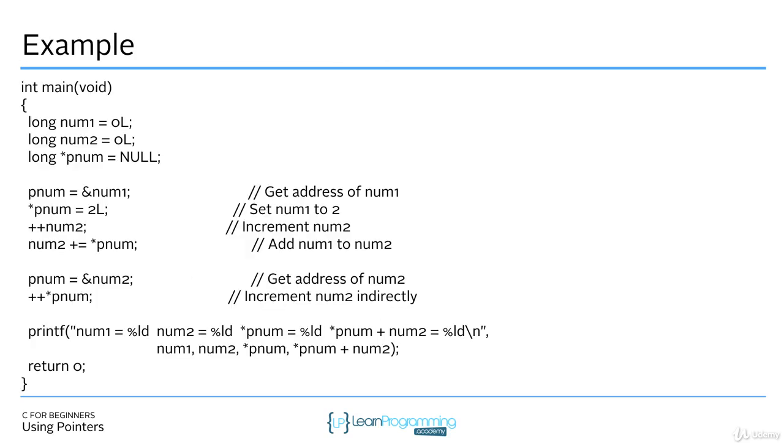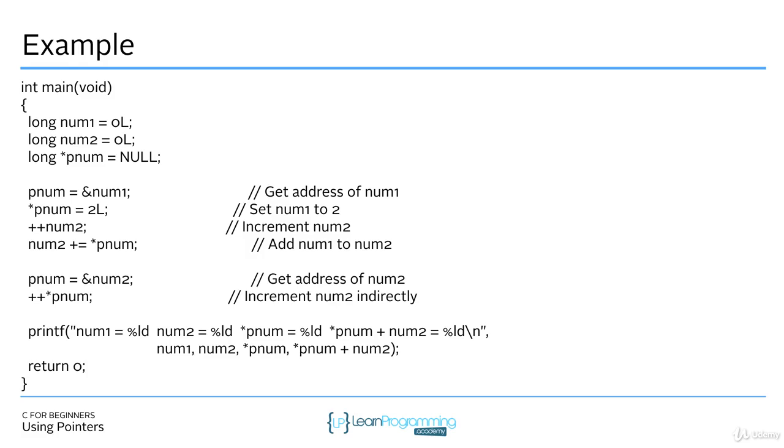Another example here. Here we're going to show you how to get the address of some variables. So here in this main, we're doing some pointer arithmetic on the actual expressions. So we're not doing anything on an array, so we're not incrementing or decrementing pointers necessarily, we're incrementing values. So we have two long types, num1 and num2, and then we have a pointer of type long. We initialize it to null. We assign the address of num1 to our pointer, pnum, and then we assign the value of pnum 2L. So that means num1 is now going to be 2L.